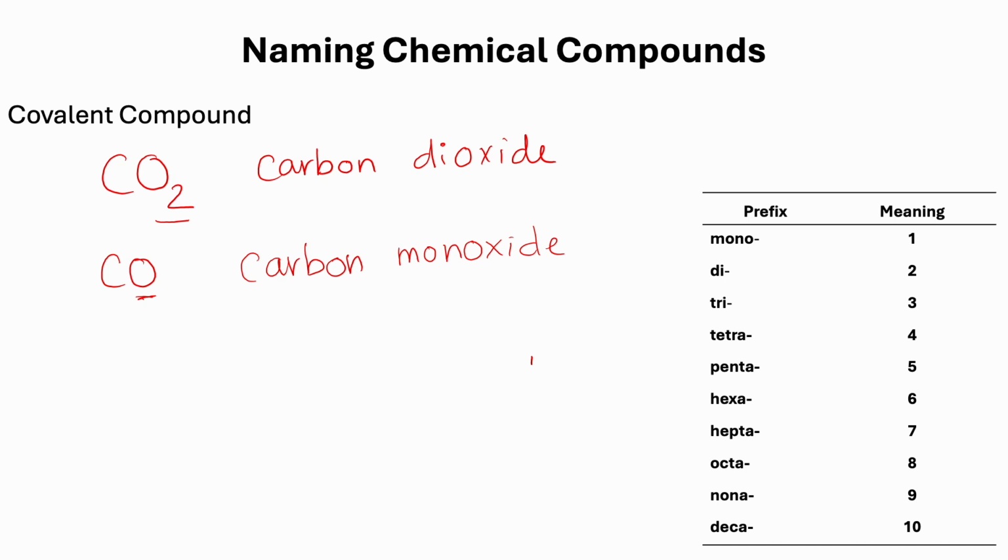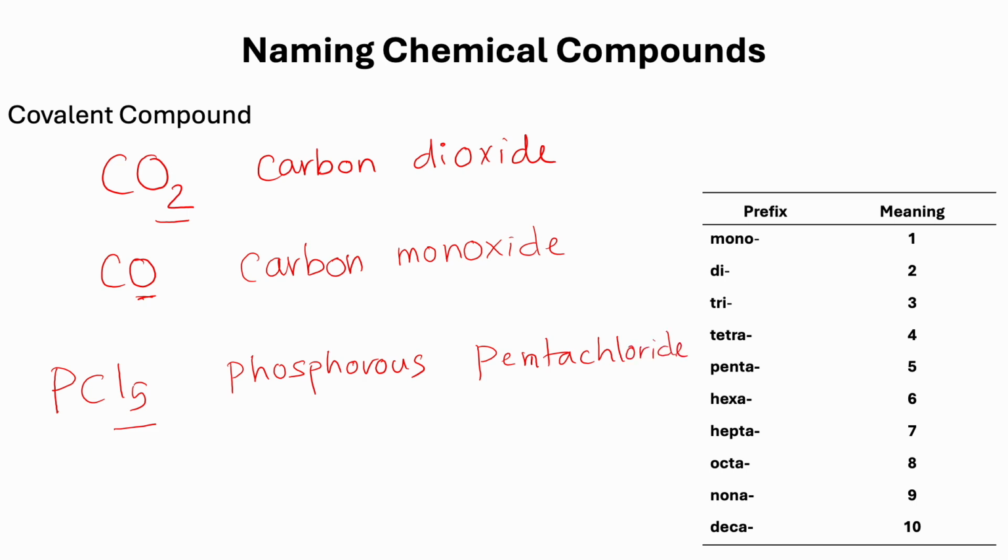And another example, PCl5. So it is phosphorus and there are 5 chlorines, therefore pentachloride. Another example, N2O5. There are 2 nitrogens, so you write dinitrogen. And there are 5 oxygens, so usually this is pentaoxide.